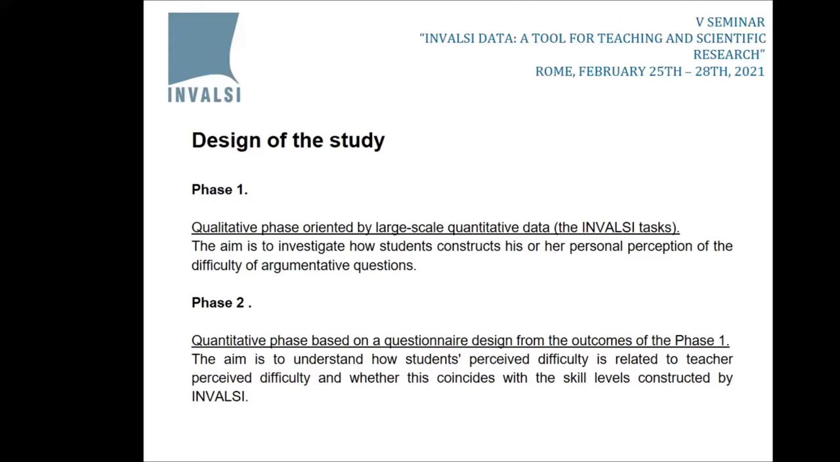So the study is divided in two phases. The first one is qualitative and it is already done. The second one is quantitative and is still ongoing. The aim of the first phase, the one we want to describe in this paper, is to investigate how students construct their personal perception of the difficulty of argumentative questions. The aim of phase two is to understand how students' perceived difficulty is related to teacher-perceived difficulty and whether this coincides with the skill levels constructed by INVALSI.